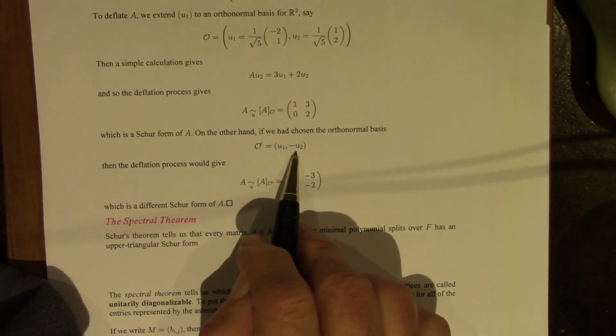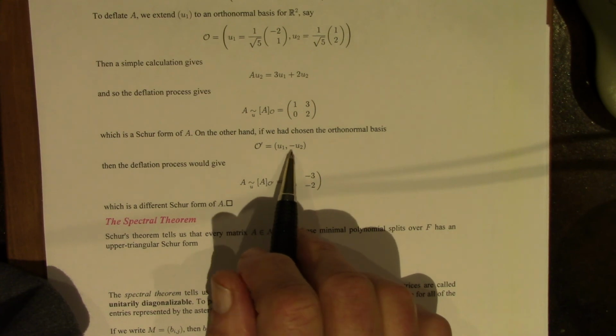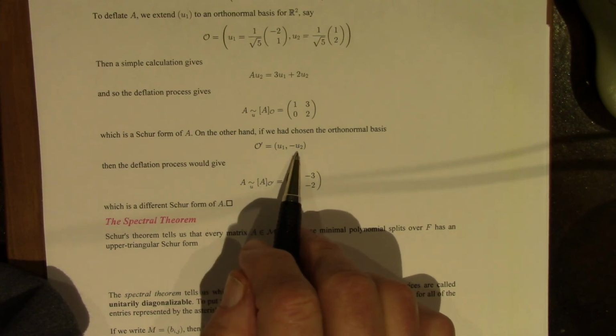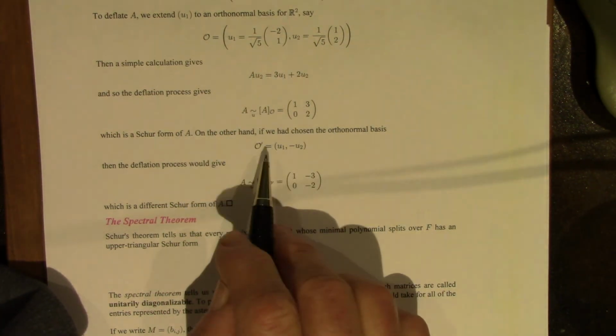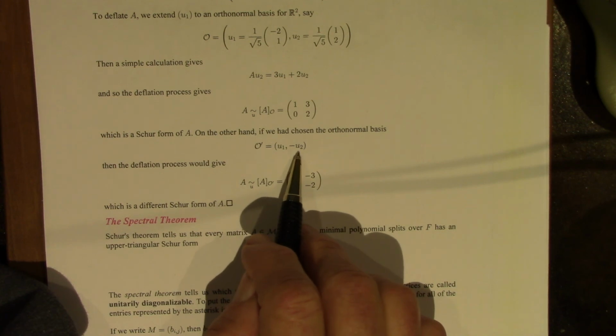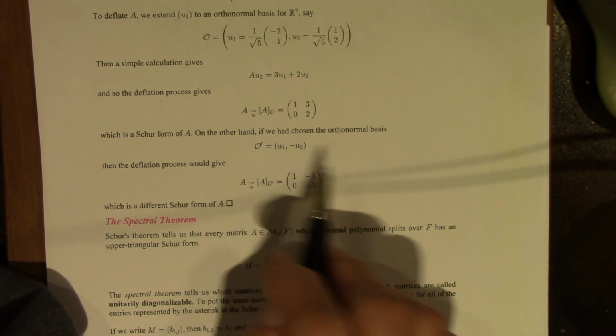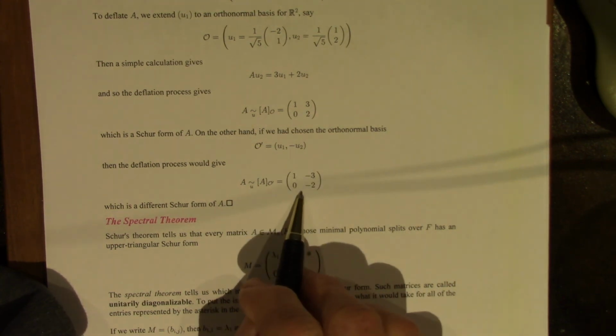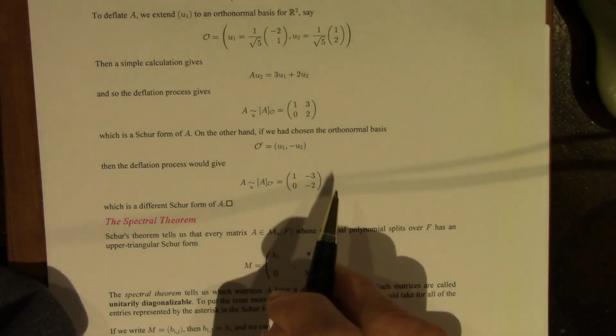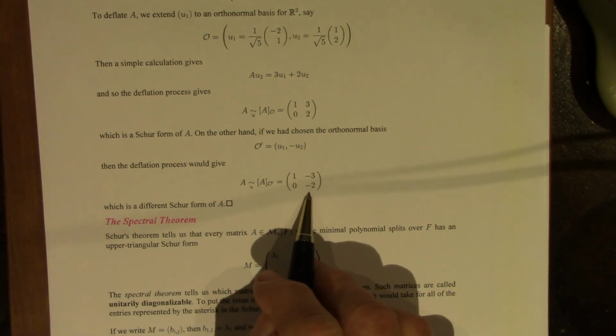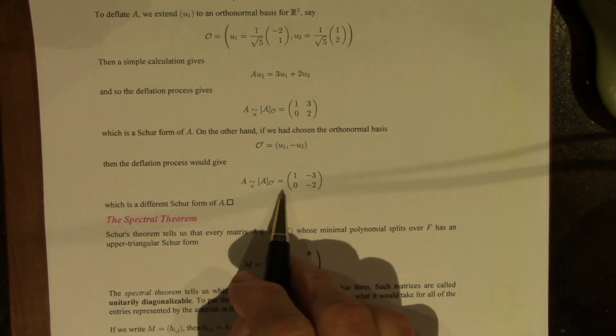But I could have made a simple change in the orthonormal basis. Instead of U1, U2, use U1, negative U2. Still a unit vector, still orthogonal to U1. Deflation process would give this. So simple change, but still different Schur form.